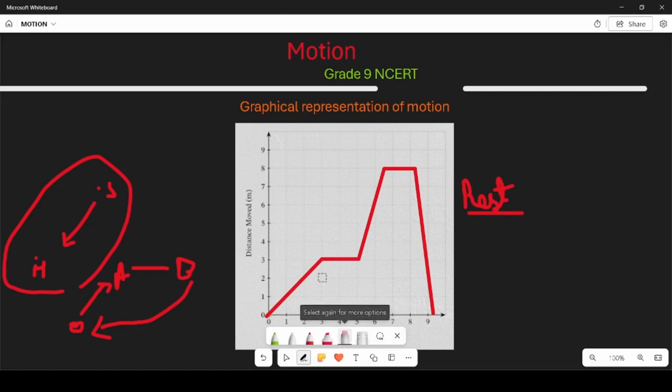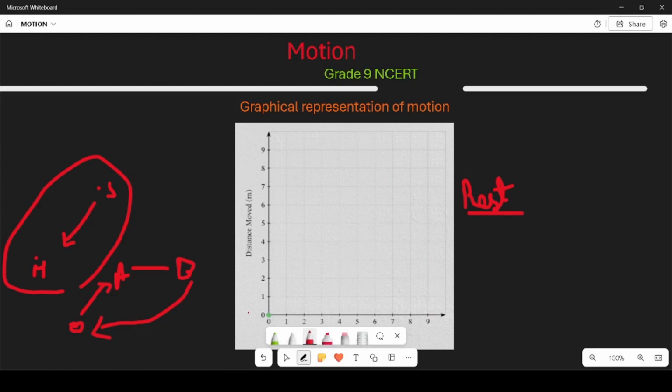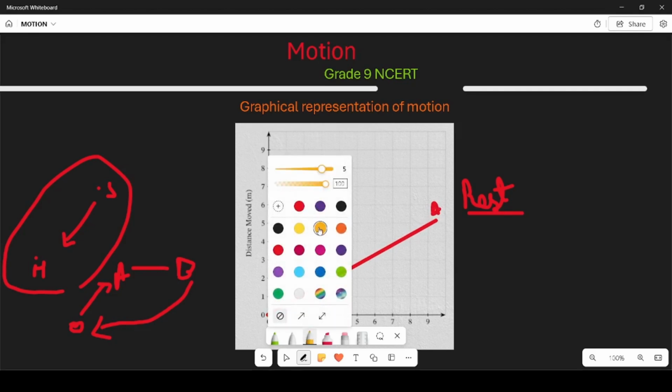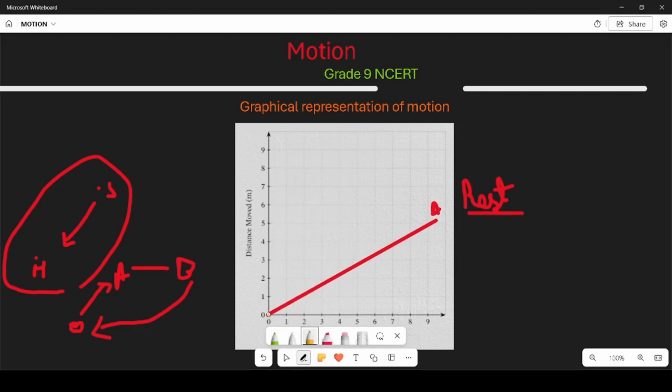Let me tell you something very important which I have missed. The steeper the slope, the faster the object is going. Let's say this is the slope for object A, and then there is another object B, starting from the same position and reaching the same position a little faster.